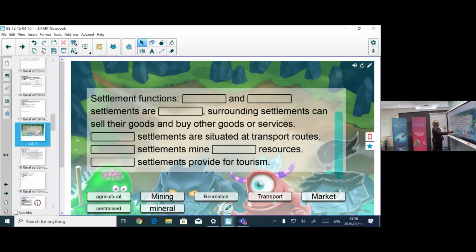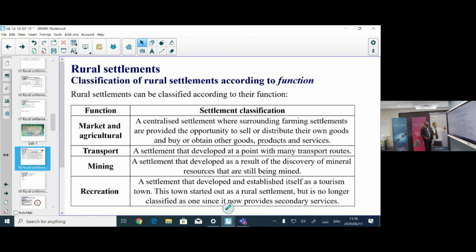The advantage of this is that you check your answers on your own and you can go on. Thank you for having fun in this activity. Let's move on to another slide, and so we are looking now at settlements, classification of settlements according to their function. This is the classification. It's actually what was supposed to be done in that activity that we did. So this is now an explanation.